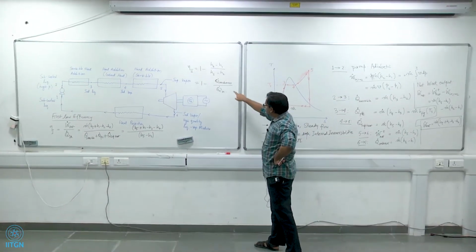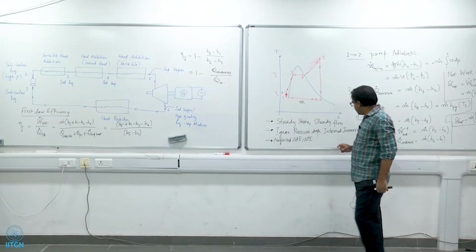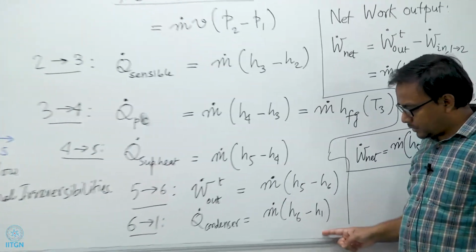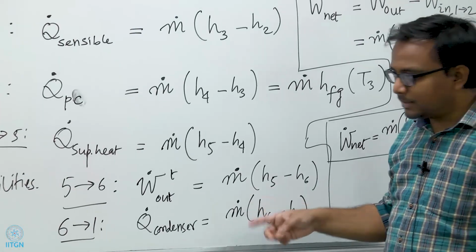Okay. So, Q dot condenser, if I may come back here for a moment, we have mentioned here, this is the Q dot condenser and m dot cancels out. Okay.